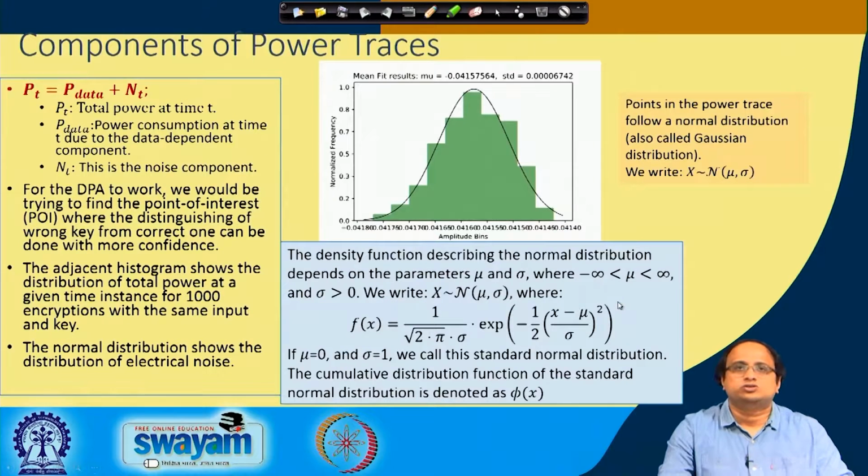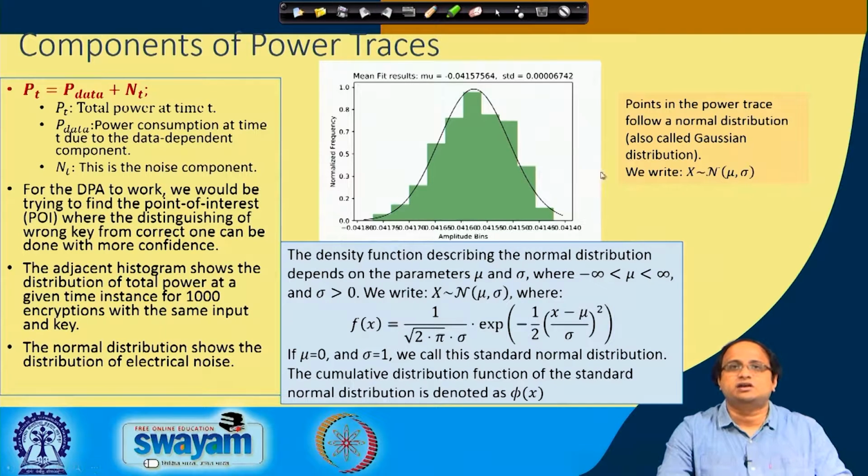So, how does it look? The total power at a time t typically has two important components. One is P data, which is the power consumed at time t due to the data dependent component, and the other part is a noise component. I am assuming that you are doing the same operation. In that case, there is no operation dependent component, but rather there is a data dependent component, because the data is changing although you are doing the same encryption again and again. The other thing is the noise. This noise has a Gaussian distribution, and because of this, the power consumption also takes the Gaussian shape.